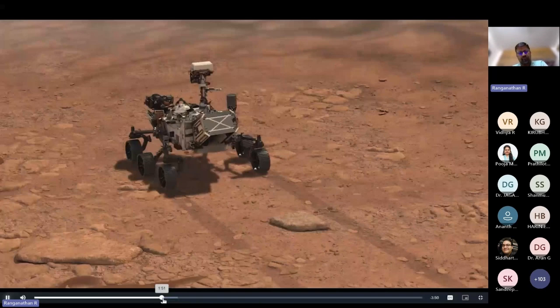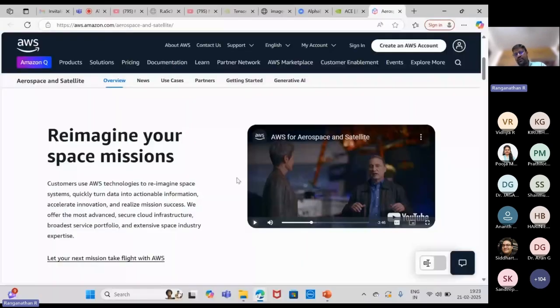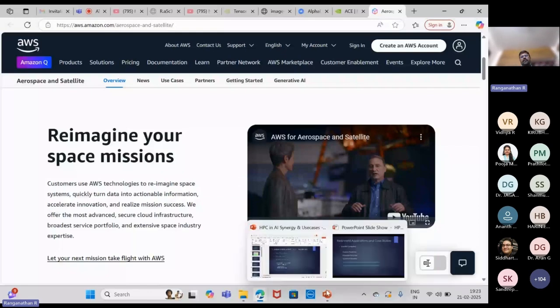So here, as you can see, using these advanced models, they are able to process images from the Mars rover. They're able to use that for doing a lot of scientific calculations, and they're able to use that in their advanced scientific and space missions as well. So this is a specific domain within AWS called aerospace and satellite, using which they are able to do this, right?